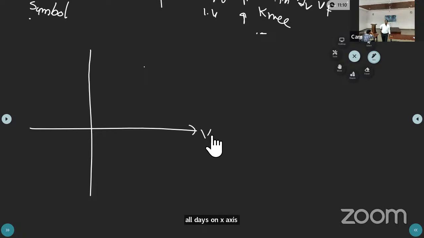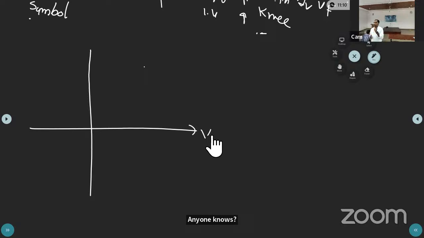Why not reverse? Current on x-axis and voltage on y-axis. Answer is correct. On the x-axis we are taking the voltage, on the y-axis we are taking the current. But why not reverse? What is the reason? Anyone knows? In mathematics.